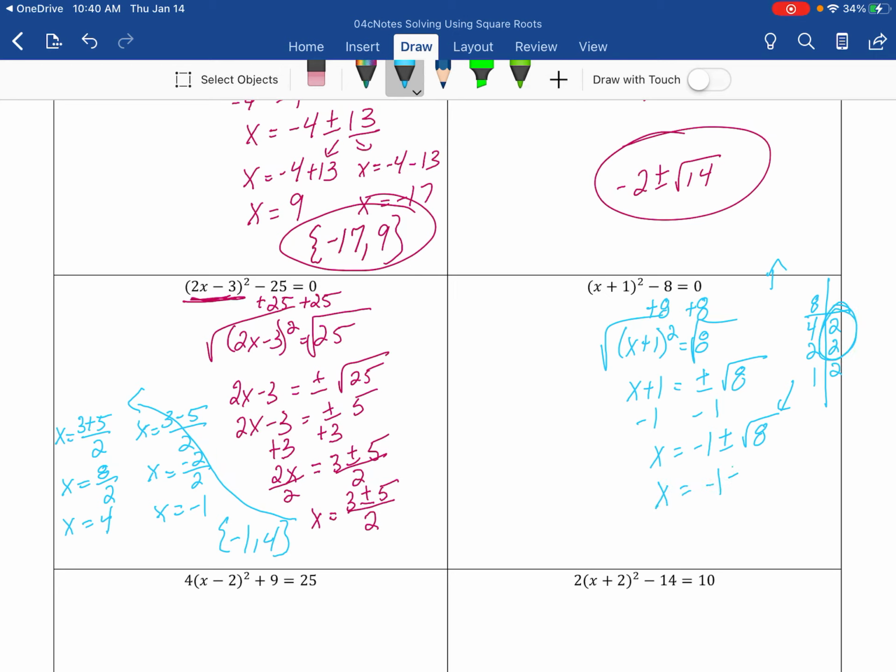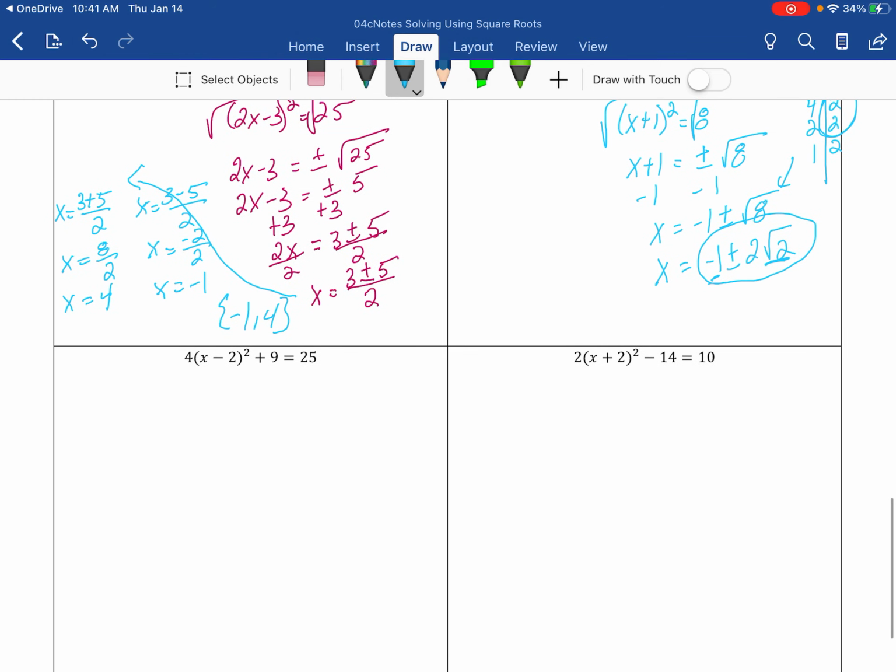So this is going to be -1 plus or minus. I'm going to have a 2 on the outside, a 2 on the inside. Beyond this, we're actually just going to leave this as our answer because I can't combine the -1 in my radical. So we just kind of leave that.